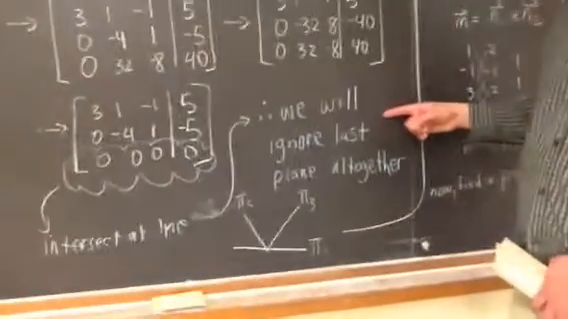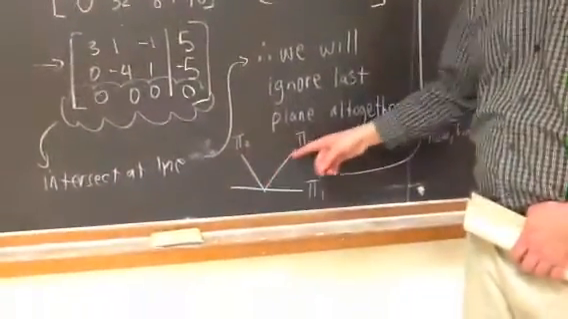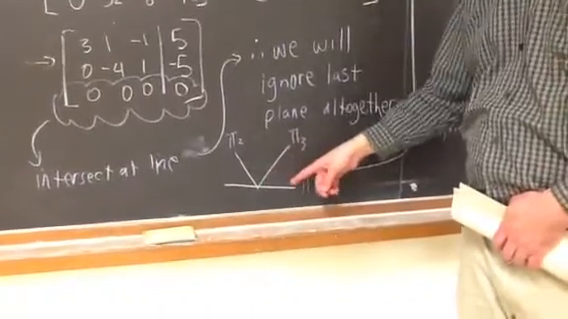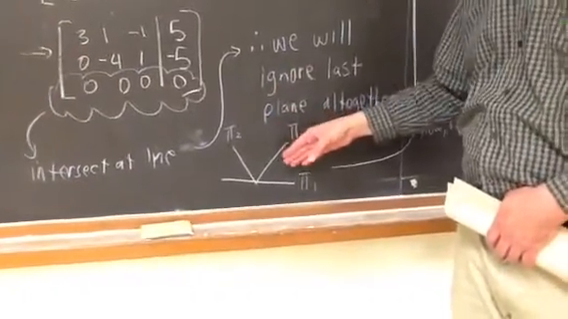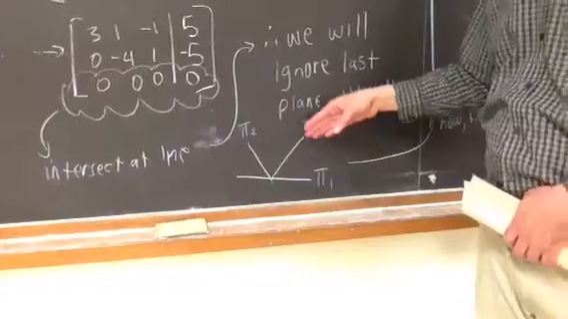So in other words, we're going to ignore the last plane altogether and just recognize that what we've got are three non-parallel planes intersecting at a line.